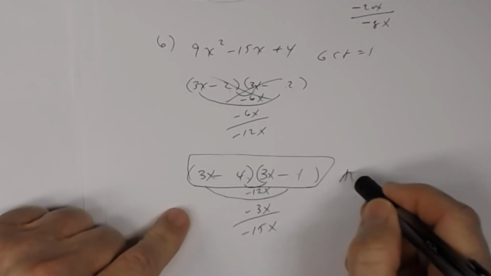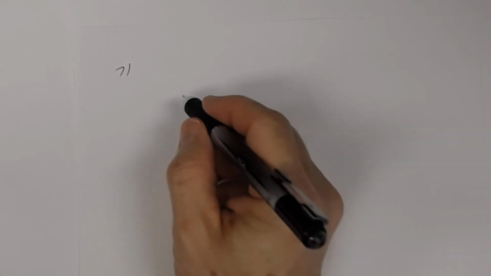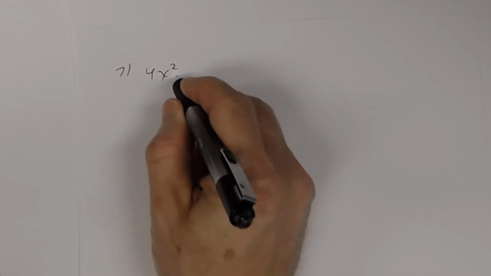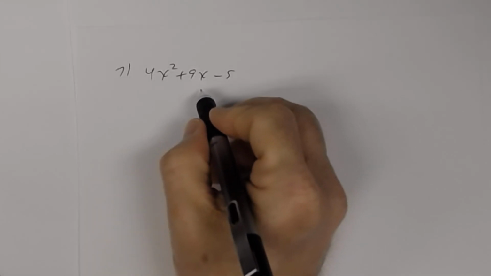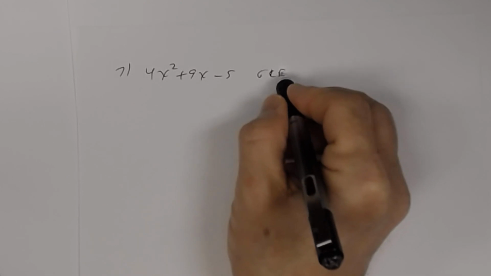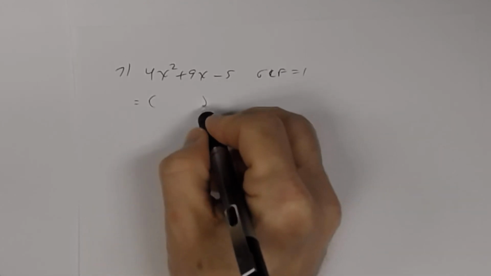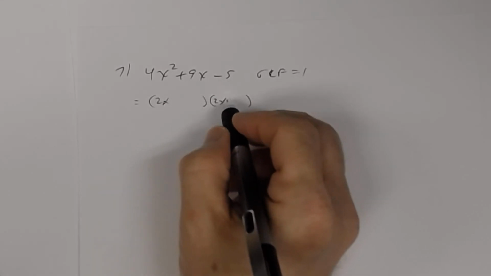Okay? All right, number 7. So let's do number 7. So number 7, we have 4x squared plus 9x minus 5. And so if I try factoring this, notice that the GCF is 1. And so if I factor it, let's try 2x and 2x. And there's only one possibility for 5, and that's 5 and 1.